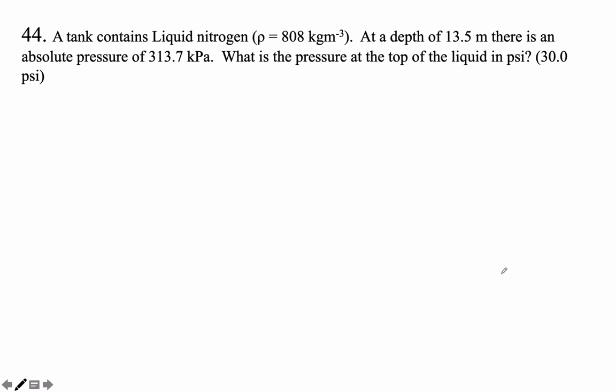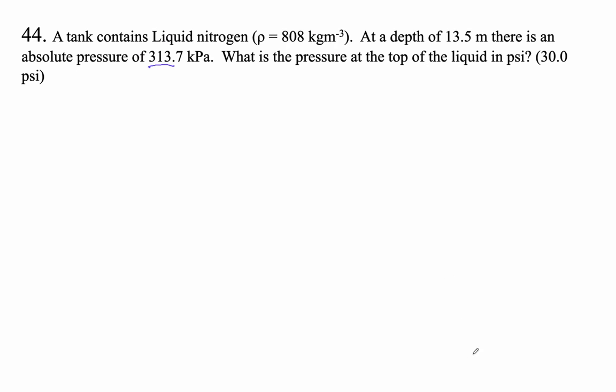A tank contains liquid nitrogen, 108 kilograms per cubic meter. At a depth of 13.5 meters, there is an absolute pressure of 313.7 kilopascals. What is the pressure at the top of the liquid in PSI?